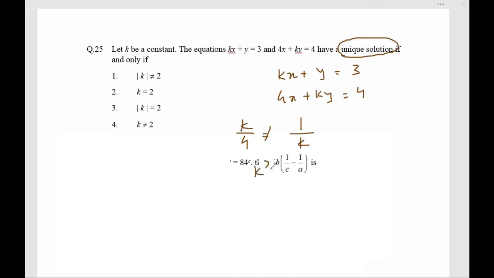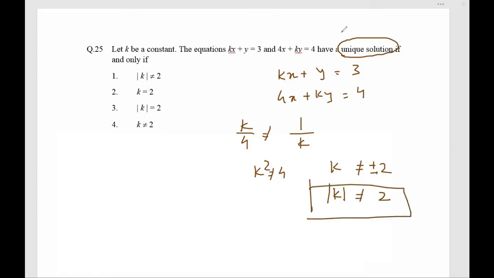So k square not equal to 4. That means k not equal to plus minus 2. That means mod k not equal to 2. That is the final conclusion. To ensure unique solution which matches with option 1.